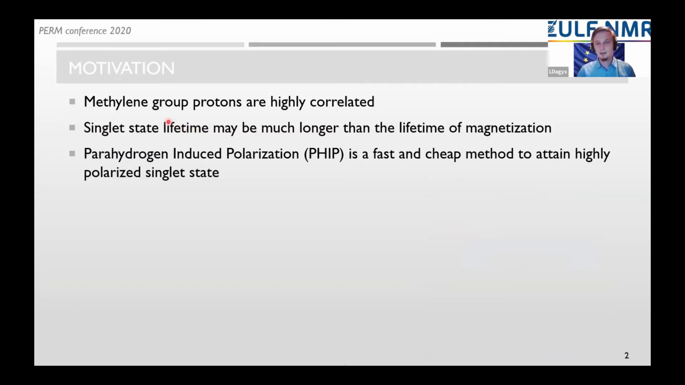We have the methylene group, a CH2 group, which has highly correlated proton spins, and due to their close proximity, the singlet state lifetime may greatly exceed the lifetime of magnetization of those protons. And parahydrogen polarization is a unique method that can supply a singlet state. So we try to combine all three and see what sort of effect one would expect.